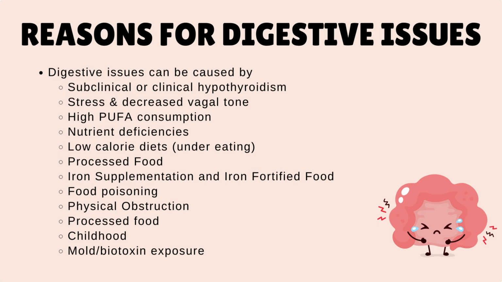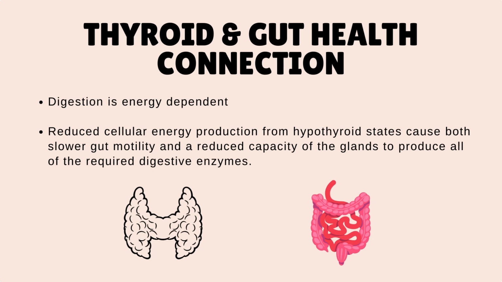So, in this section, we will discuss the following issues that can cause digestive issues: subclinical or clinical hypothyroidism, stress and decreased vagal tone, high PUFA consumption, nutrient deficiencies, low-calorie diets, undereating, low-carb diets, fasting, processed food, iron supplementation and iron-fortified food, food poisoning, physical obstructions, processed food, childhood, and mold and biotoxin exposure. But first, let's start with the most important one.